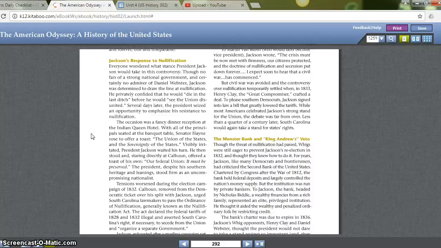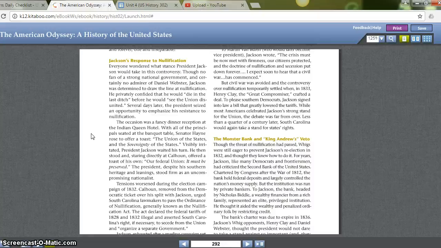Several days later, the president seized an opportunity to emphasize his resistance to nullification. The occasion was a fancy dinner reception at the Indian Queen Hotel. With all the principals seated at the banquet table, Senator Hayne rose to offer a toast, "The Union of the States and the sovereignty of the States."